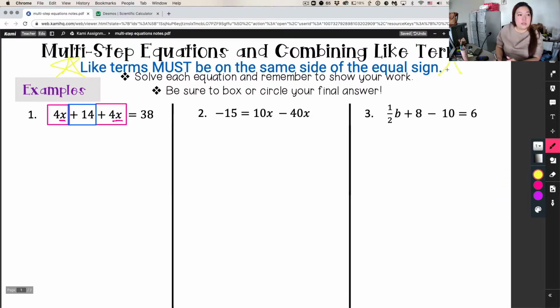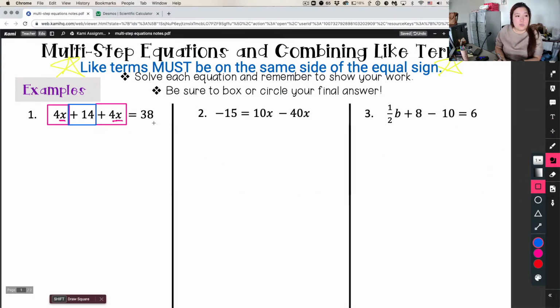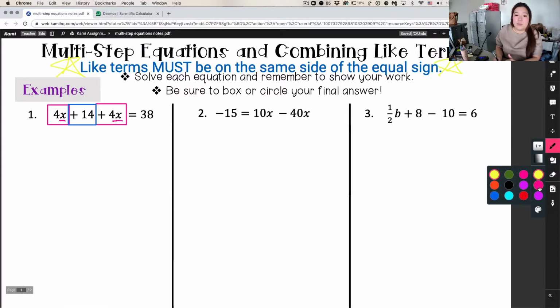So 14 and 38 are not like terms because they're on different sides of the equals. If you want to put this 14 with this 38, you have to use opposite operations. You can't add them. That's not how it works. So for this particular problem, the only ones that we are combining are this 4x and this 4x.